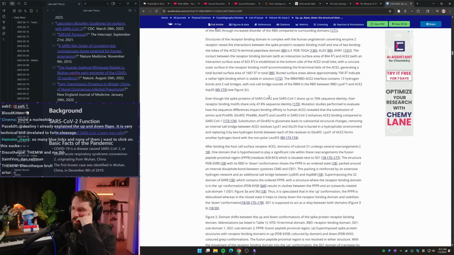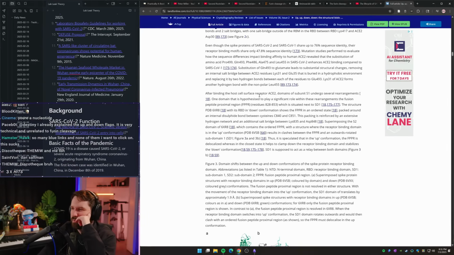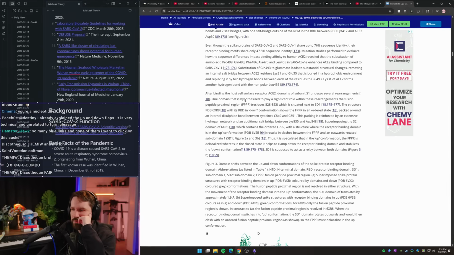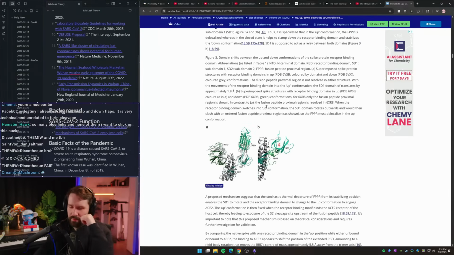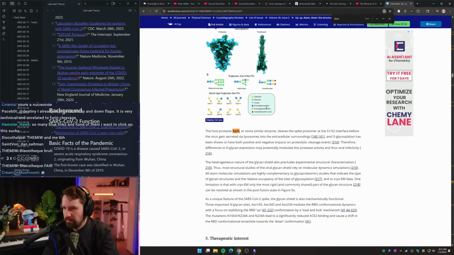Even though the spike proteins are SARS-CoV-2, okay, wait. After binding, there's rearrangements, one domain that's involved in fusion, which is the structure with its RBD in down conformation, shows the epitope in an ordered state, packed around an internal. Okay, this doesn't. We're not going to find the answer to this, and it's not going to be relevant, and we don't care.